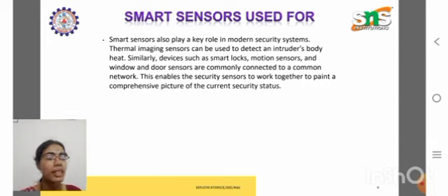Thermal imaging sensors can be used to detect an intruder's body heat. Similar devices such as smart locks, motion sensors, and window and door sensors are commonly connected to a common network. This enables the security sensors to work together to paint a comprehensive picture of the current security status.